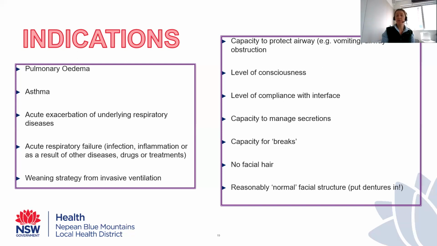And we need to have a reasonably normal facial structure. And again, I hate that word normal because we all come in different shapes and sizes. But by that, I mean, we just want a normal bony structure that we can actually apply a mask to. So if someone's had a big bony resection of, say, the bridge of their nose, a jawline, that can really impact on your ability to pop the mask on and get a good seal.